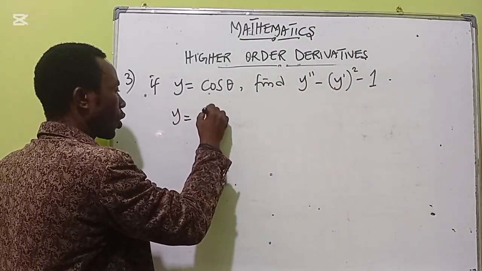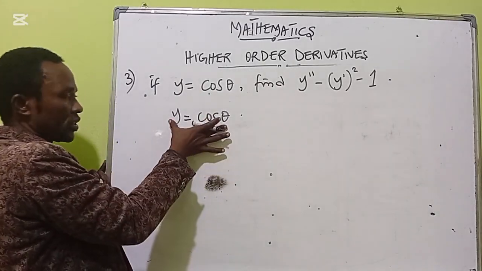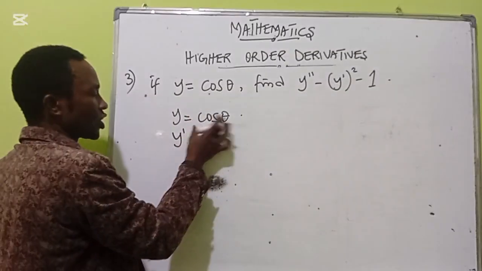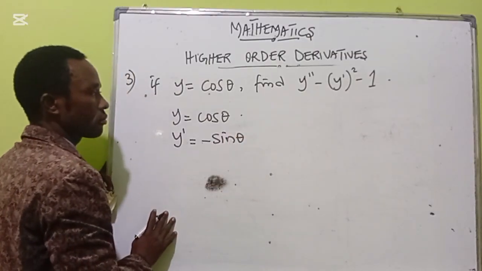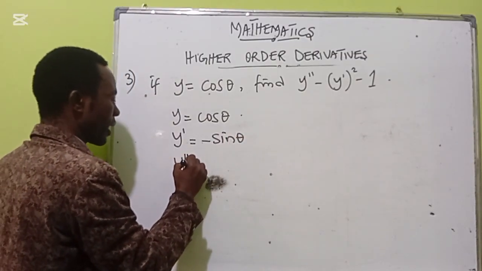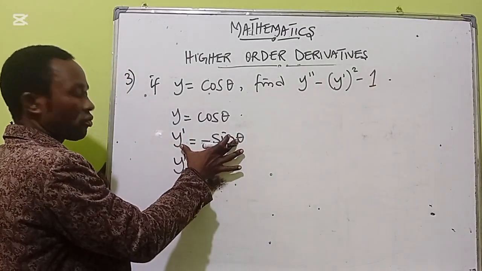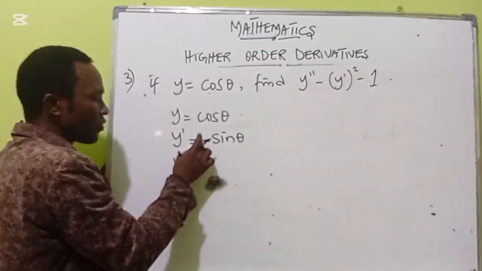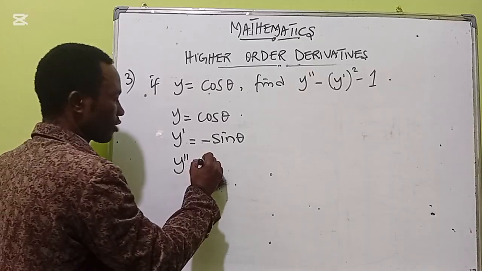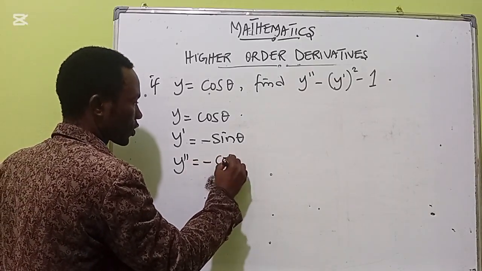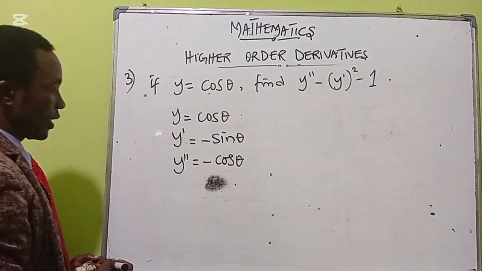Remember, our y is equal to cos theta. How do we get y prime? y prime simply means differentiate this. So when you differentiate cos theta, you get minus sine theta. Then we'll get y prime prime, because it's in the expression they say we should find. To get y prime prime, we have to differentiate y prime. When you differentiate minus sine theta, you will get what? Minus cos theta. So that is what we actually get.